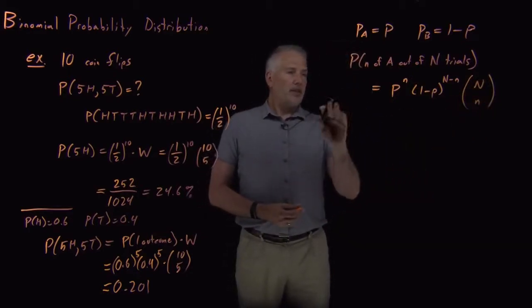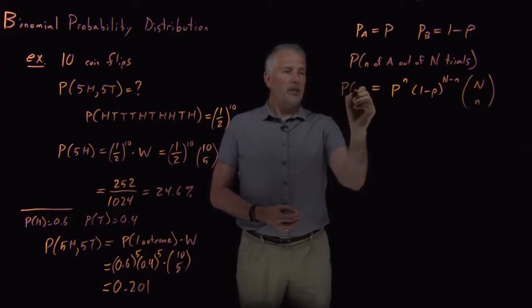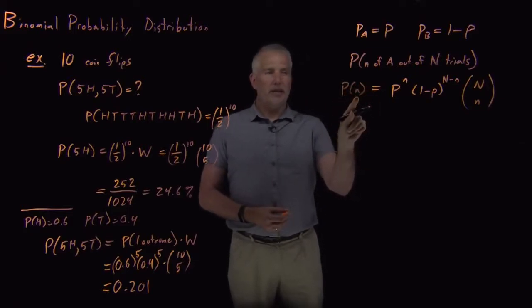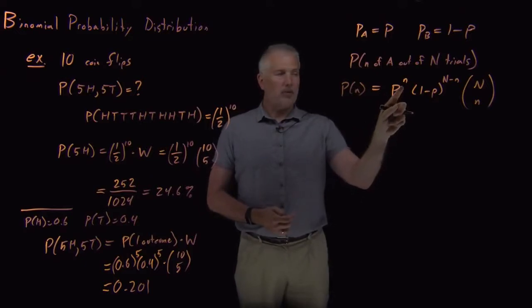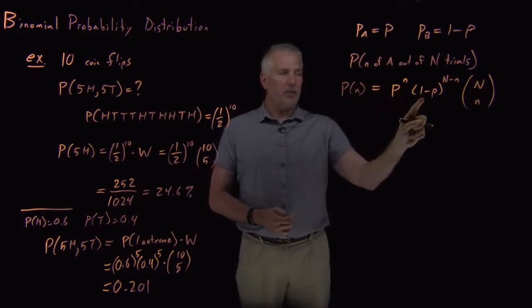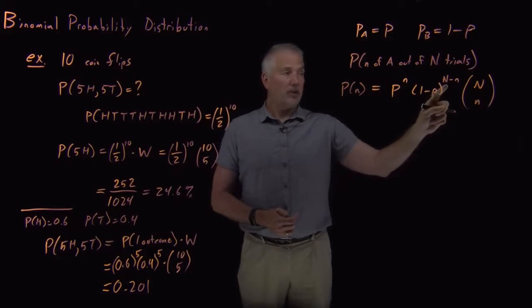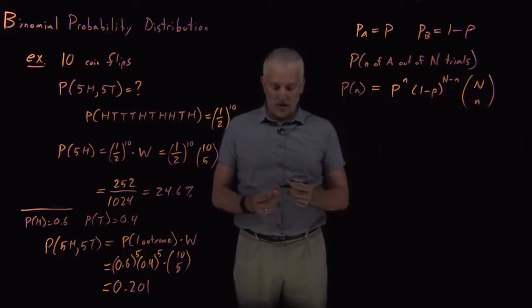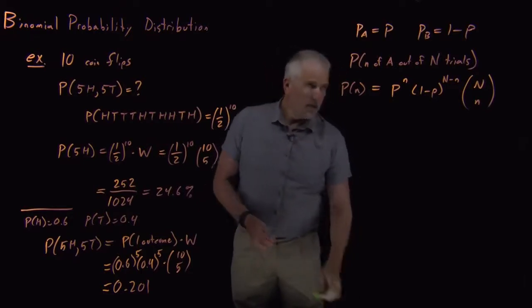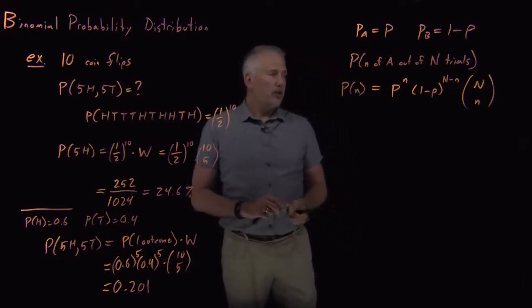So this probability of seeing outcome A little n times is just the probability of it happening once raised to the number of times it happened, probability of it not happening raised to the number of times it didn't happen, times this multiplicity. So that's what we call the binomial probability distribution.